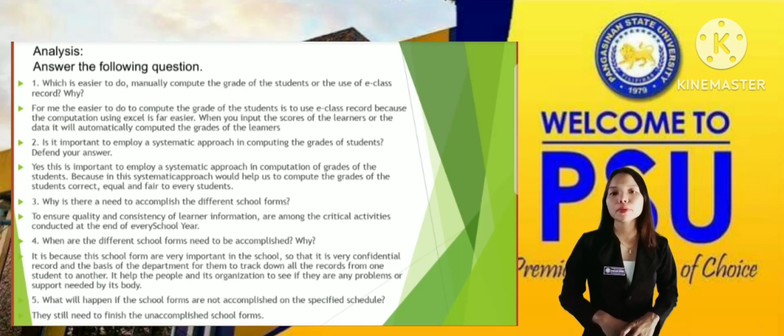Number 4: When are the different school forms needed to be accomplished? Why? It is because school forms are very important and confidential records, used as the basis of the Department to track the records from one student to another. It helps teachers stay organized and see if there are any problems or support needed by a student.